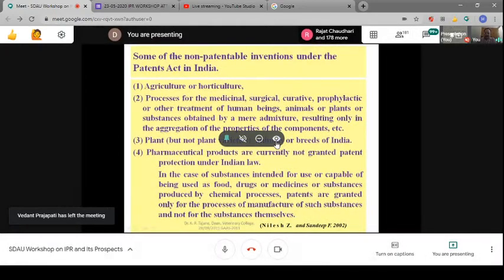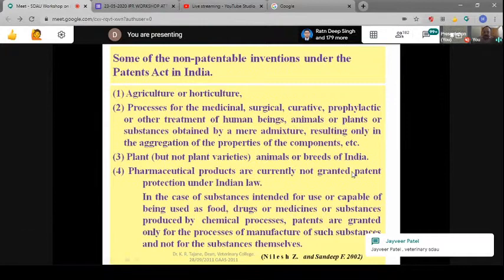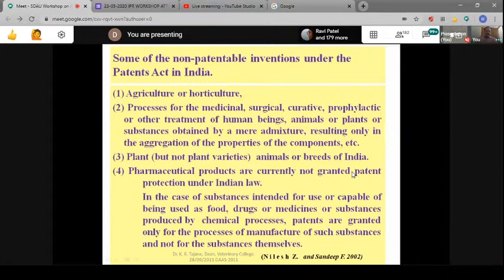Then the third one is plants. Plants and animal breeds cannot be patented. This is just to keep the balance between human rights and intellectual property rights, because human rights say that every human has equal opportunity and the right to survive and sustain on this planet. And intellectual property rights say that one should protect the intellectual property of the inventor and creator. So there is a fine and delicate balance between human rights and intellectual property rights.